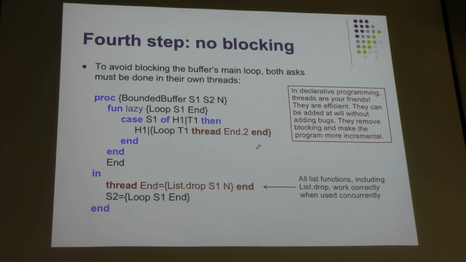Okay? So that's it. This is the whole bounded buffer. So now I'm done. So you can see it's a combination of lazy and concurrency. So the laziness will make sure that it's only creating elements on demand, okay? And the concurrency is needed to make sure there's no blocking, so that the bounded buffer is free to ask for new elements without blocking the main execution, okay? So it's combining concurrency and laziness, okay?